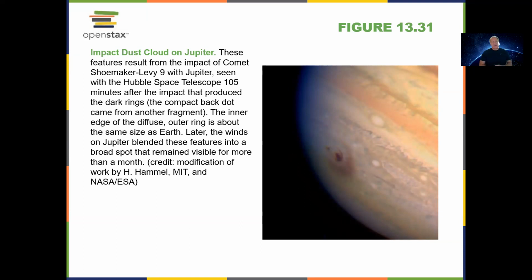These features result from the impact of comet Shoemaker-Levy 9 with Jupiter, seen with the Hubble Space Telescope about 105 minutes after the impact that produced the dark rings. The compact dark dot came from another fragment. The inner edge of the diffuse outer ring is about the size of the Earth. Later, the winds on Jupiter blended these features into a broad spot that remained visible for more than a month.